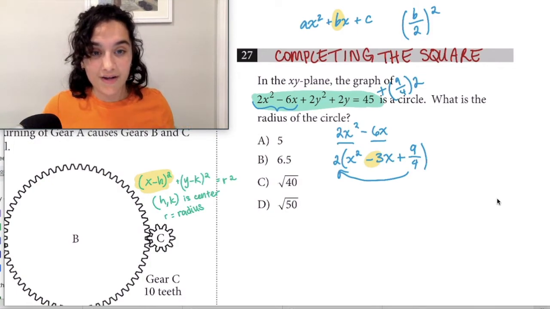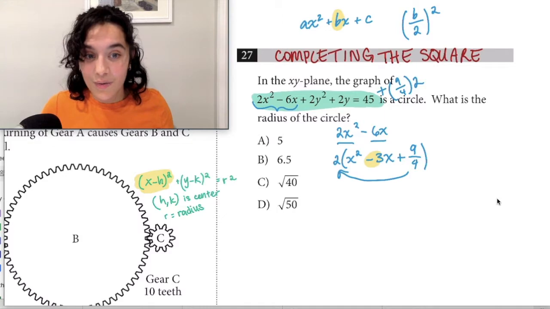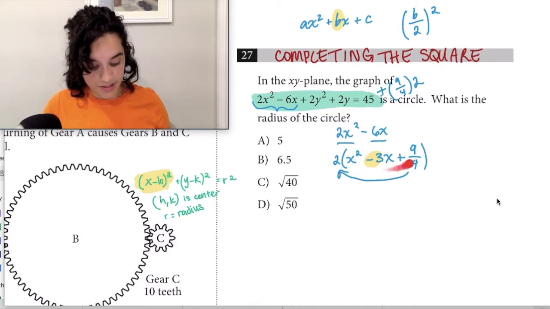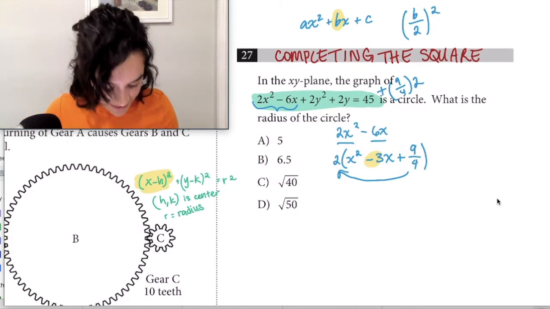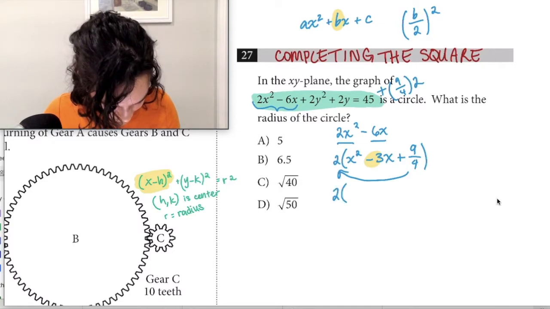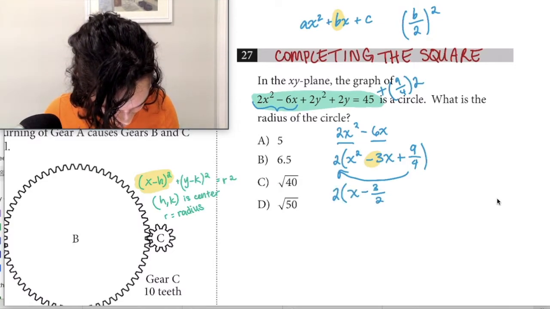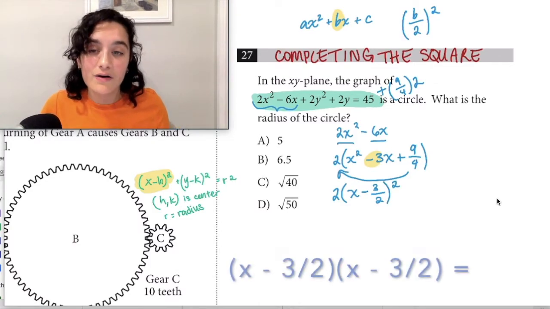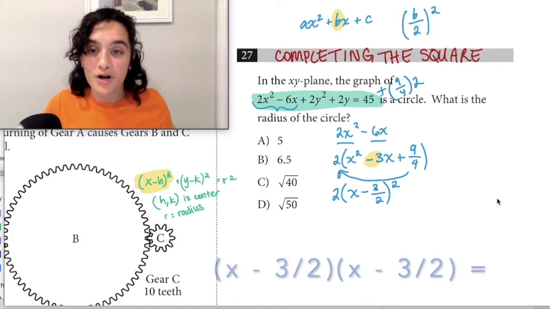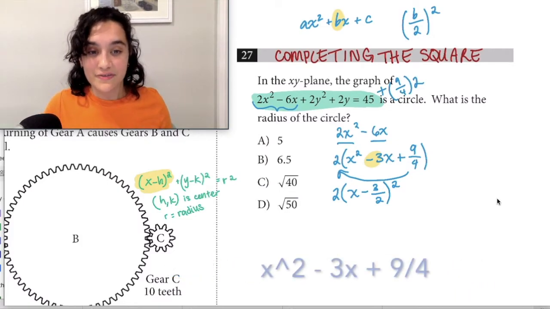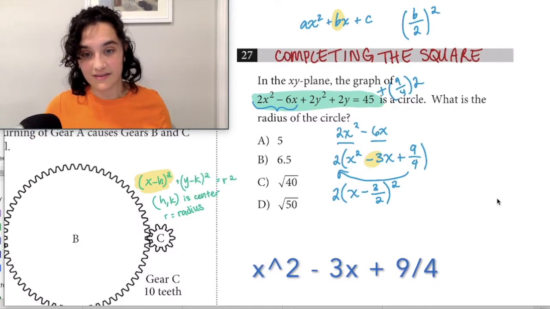All right, now we can collapse this whole quadratic expression into a binomial squared. And what binomial is that? Well, we've got x minus 3 halves squared. And if you were to refoil that out, you would see that it would work. It would become x squared minus 3x plus 9 fourths. So that's our binomial squared.